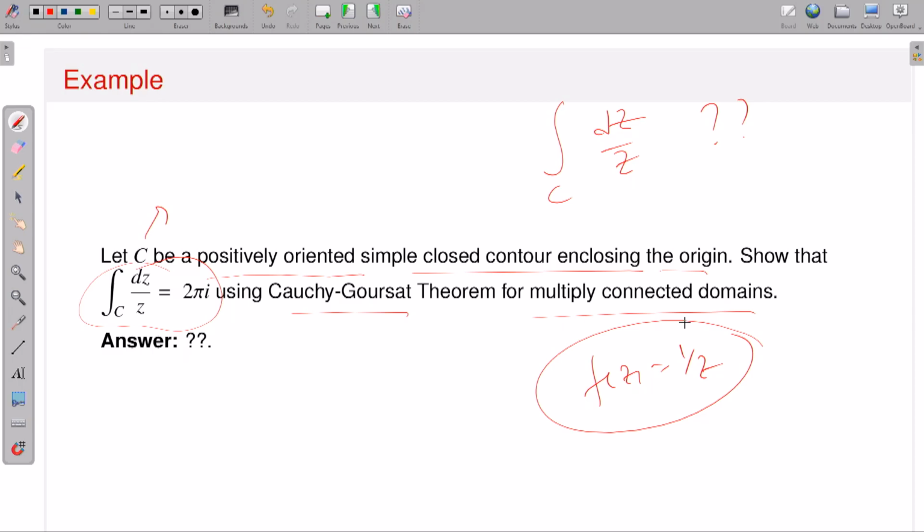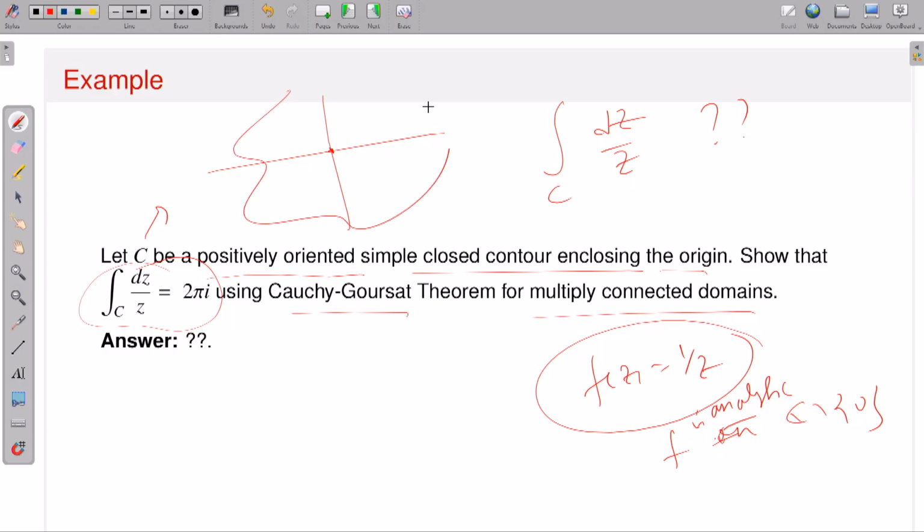Now what kind of function is this? This function is analytic everywhere except the origin. That means your domain you can think of as C minus 0. So f is analytic on C minus 0. It's a multiply connected domain, because if you have the complex plane except the origin, then there is a hole at the origin.